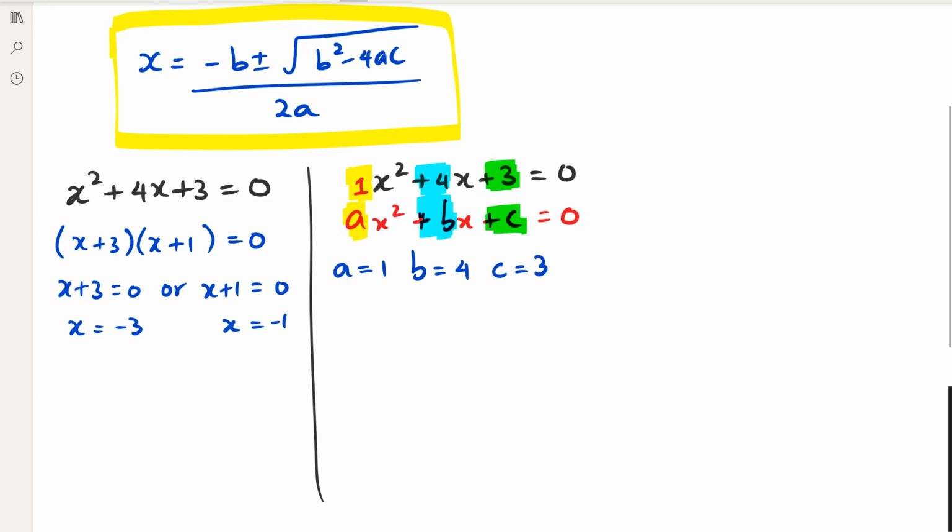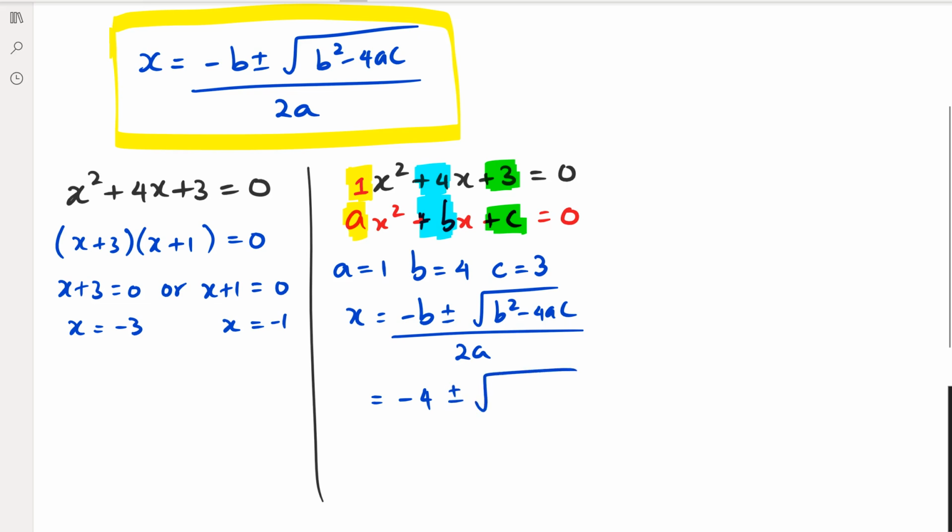So now it's just a matter of substituting these 3 values into the quadratic formula. So we've got x is equal to minus b plus or minus the square root of b squared minus 4ac, over 2a. And so we can write this as negative 4 plus or minus the square root of b squared, which is 4 squared, minus 4 times a, which is 1, times c, which is 3. And all of that is divided by 2 times a, which is 2 times 1.